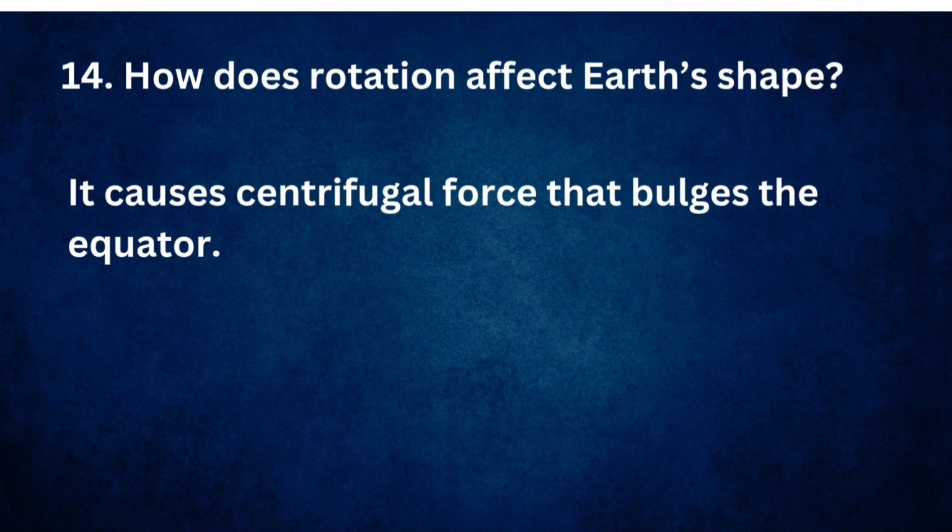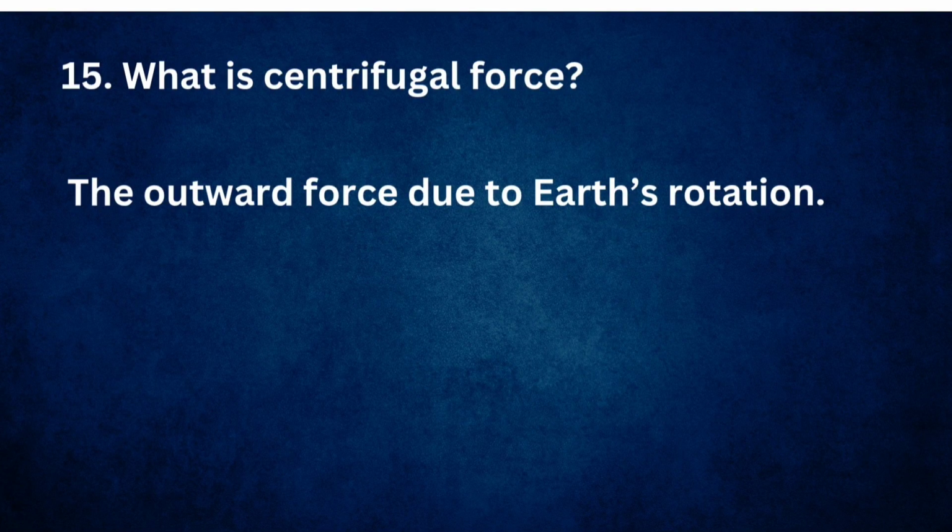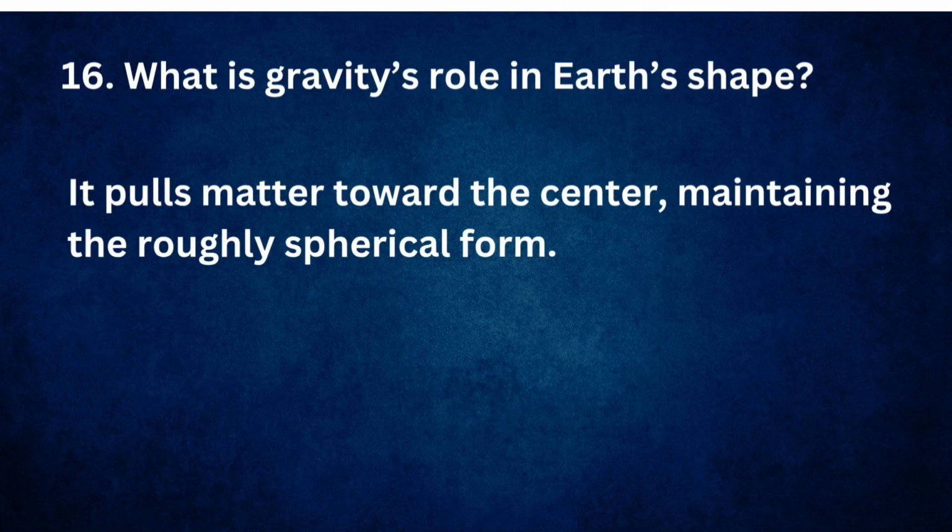How does rotation affect Earth's shape? It causes centrifugal force that bulges the equator. What is centrifugal force? The outward force due to Earth's rotation. What is gravity's role in Earth's shape? It pulls matter toward the center, maintaining the roughly spherical form.